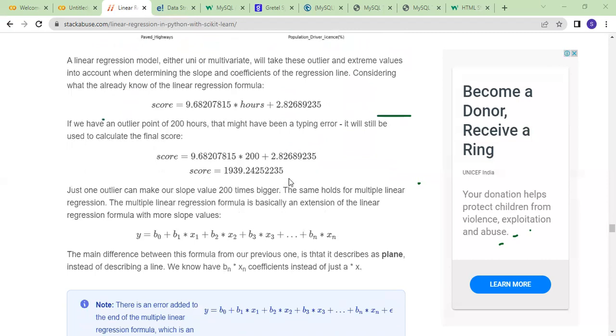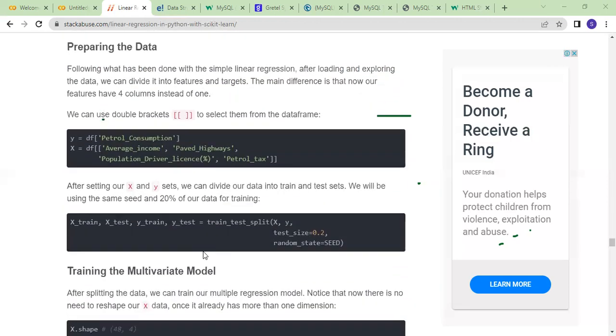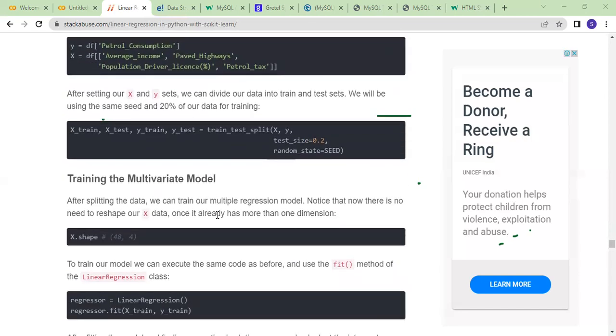So this is the equation of multiple regression: Y equals B0 plus B1 X1 plus B2 X2 plus B3 X3 up to Bn Xn. This is basically the linear regression line analysis of multiple regression. Now again, we proceed in the same manner as in simple linear regression. That is the petrol consumption and the average income. Petrol consumption is our target value, and the rest are the predictor columns. From there, we will split the data set into a train set and a test set, one for building the model and the other for evaluating the model.